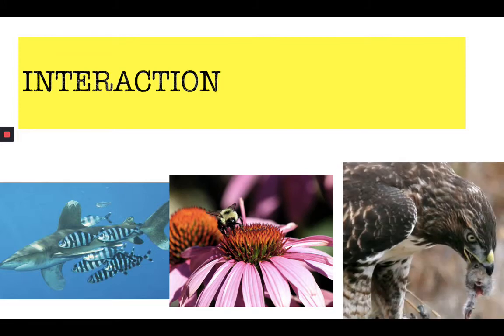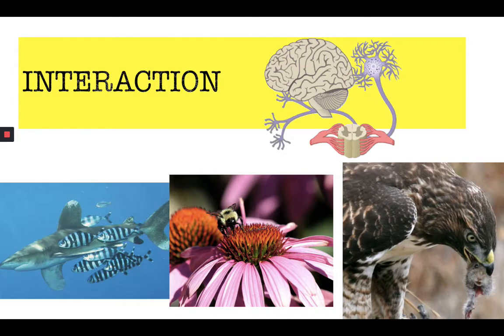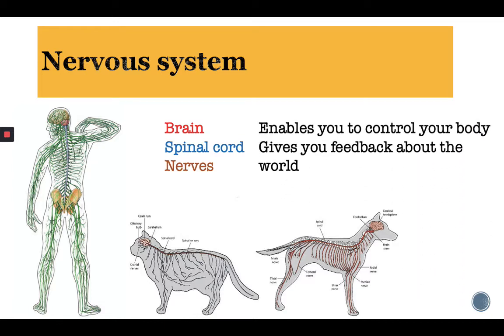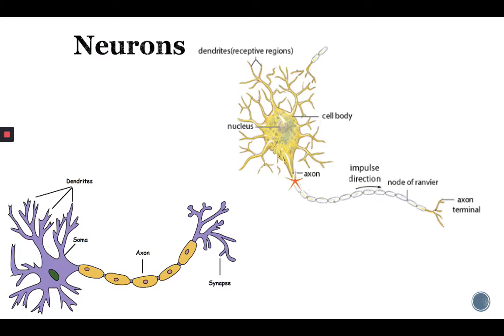Animal interaction, it doesn't matter whether it's animal or other interactions, but all of them involve response, and most of these responses are dealt with by the nervous system. Also today we're going to have a glimpse at the nervous system. The nervous system is made up of the brain, spinal cord, and nerves, both in humans and animals. It gives us control of our body, and it gives us feedback about the world.